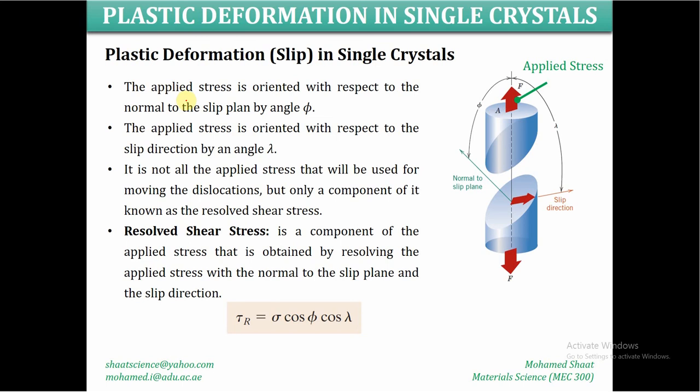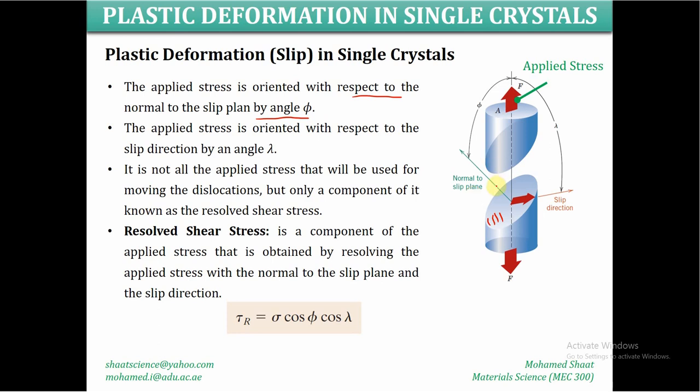So the applied stress is oriented, as you can see, with respect to the normal to the slip plane by an angle phi. From mathematics, to define any plane, the best way is to define the plane by its normal. What is the normal? This is the axis that is perpendicular, or normal, to any surface or plane. What distinguishes this slip plane from any other plane within this crystal is its normal. We can define this plane by its normal.